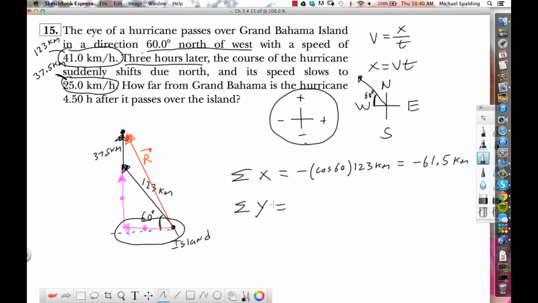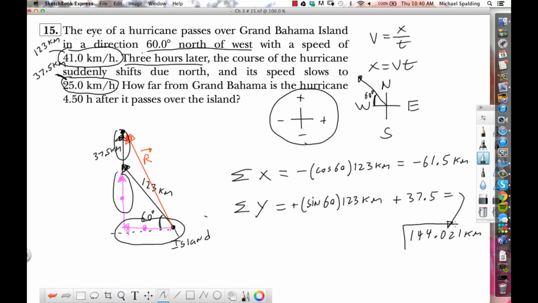All right, how many y components do we have? Two. This guy right here is y, and this guy right here is y. So this is going to be sine 60 times 123, we're just doing trig there, plus 37.5, and this adds up to 144.021 kilometers. So this is our total y, and this is our total x.